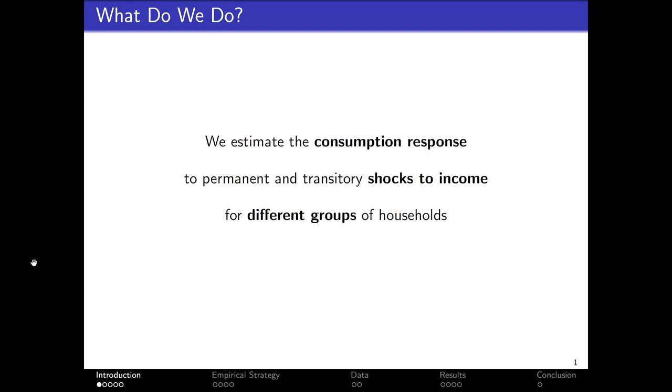This is obviously a very old question. So what is the problem here? Why can't you just regress consumption on income? It boils down to Friedman's permanent income hypothesis: the consumption response you might expect in a permanent income hypothesis type world is very different for permanent shocks to income and transitory shocks to income. If you just regress the change in consumption on the change in income and get some number between zero and one, you haven't really said anything about the underlying dynamics of consumption behavior. So we're going to try and decompose consumption responses to permanent and transitory shocks to income, and then dig down into how those responses may differ for different types of households.